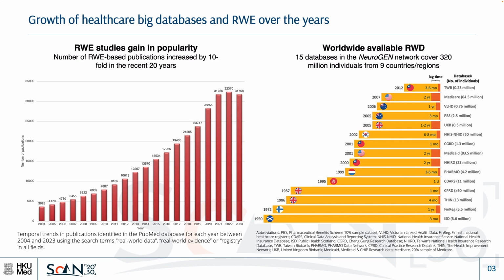The figure on the right-hand side shows coverage of different healthcare databases in the world. For example, the NeuroGEN project led by our university, which stands for Neurological and Mental Health Global Epidemiology Network, has now covered 15 databases from 9 countries and regions. By collaborating with epidemiologists worldwide, the total population available for analysis has reached 320 million. Global collaboration enables a large sample size generalizable to the real-world global population, and a powerful resource particularly useful to study rare diseases and outcomes.